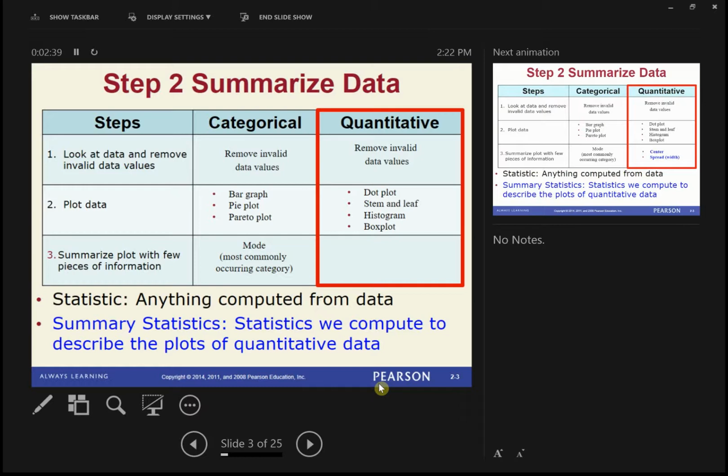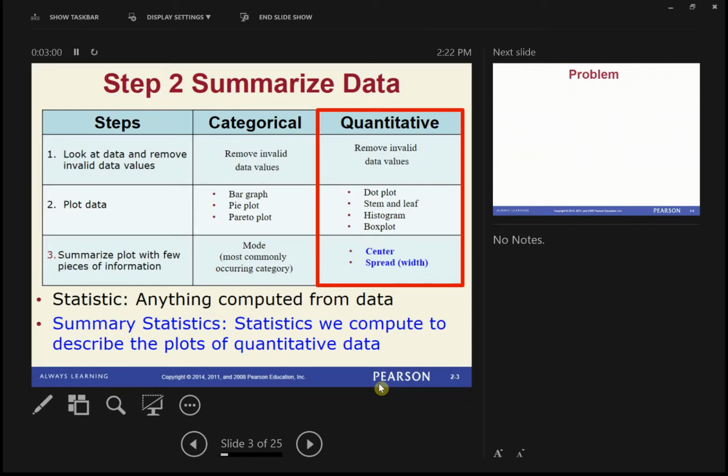We're going to talk about 3 of these today: the dot plot, stem and leaf, and histogram. I would like to talk about the box plot, but the way the book splits things up, it does the box plot at the end of the chapter for its own reason. So we're going to postpone doing the box plot. And then Tuesday and Thursday, we're going to start talking about the center and the spread. Okay, so this is where we're headed.